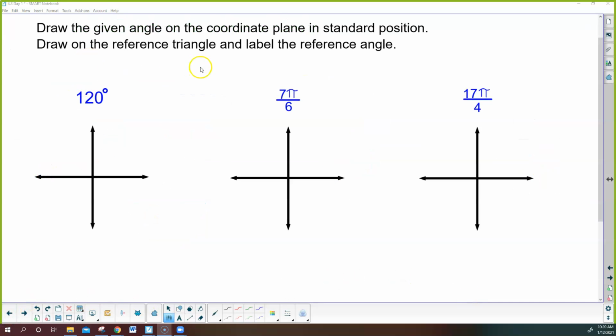So our job is just to get used to the reference angle, and maybe you want to do one with degrees, one with radians, or maybe two. But what do we want to do? We want to first draw the given angle on the coordinate plane in standard position. So I just got to graph what does 120 look like. And then I want to find and draw the reference triangle and label the reference angle. All right, so why don't you do that first? Go ahead and let's just do the first one here.